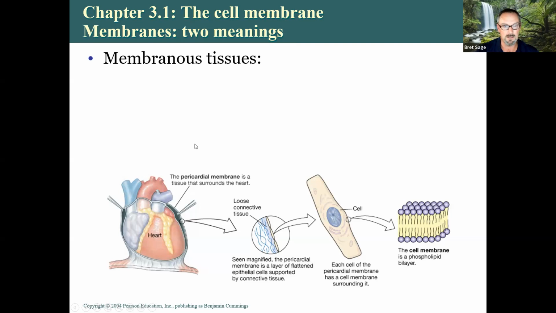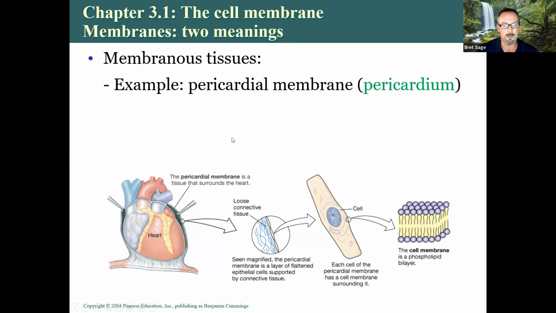So when we talk about membranous tissues, what we mean by membranous tissue is something you see with the unaided eye. So we're talking about a tissue that you peel away. A good example of that is the pericardial membrane, or pericardium. Notice in green here should be the blank that you have to fill in.